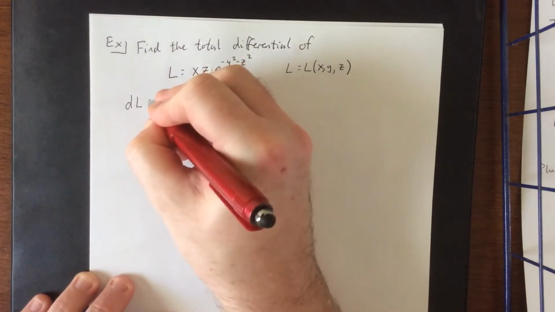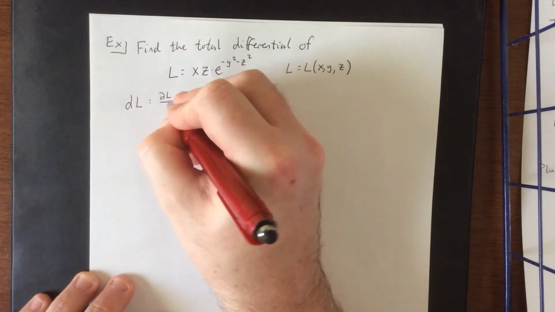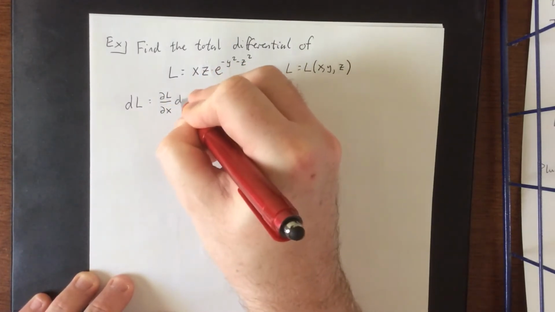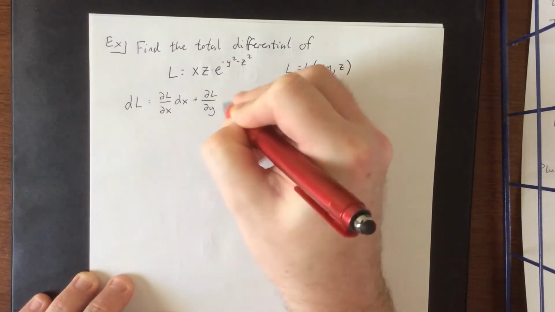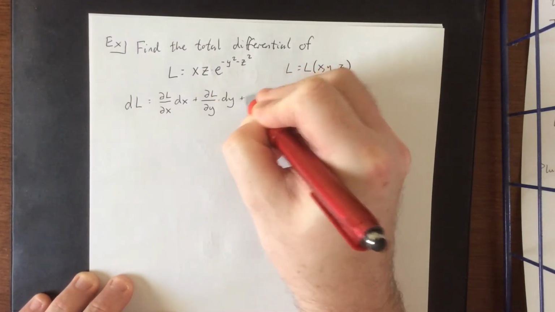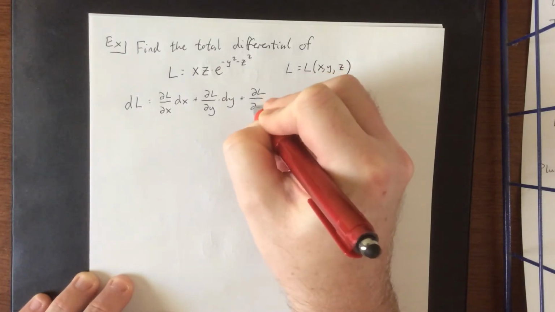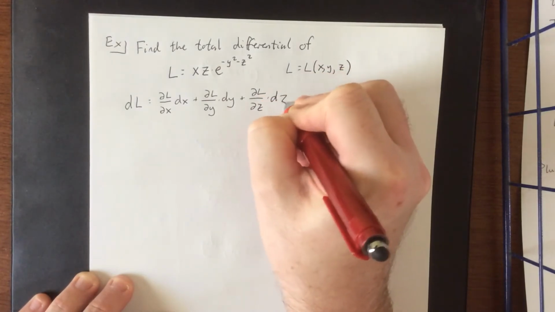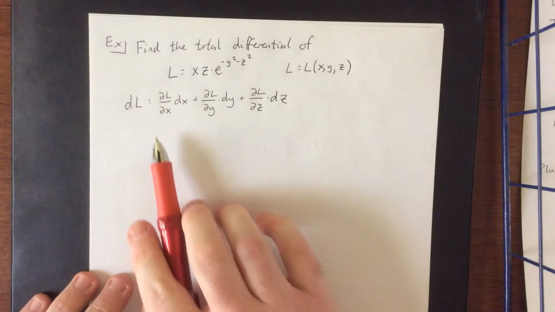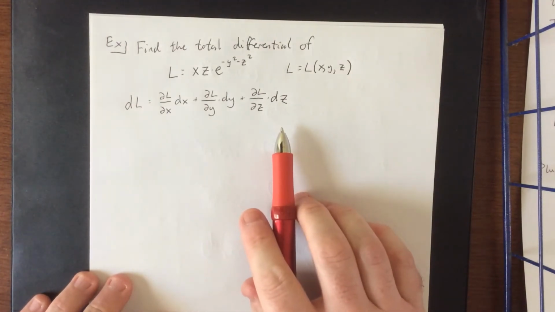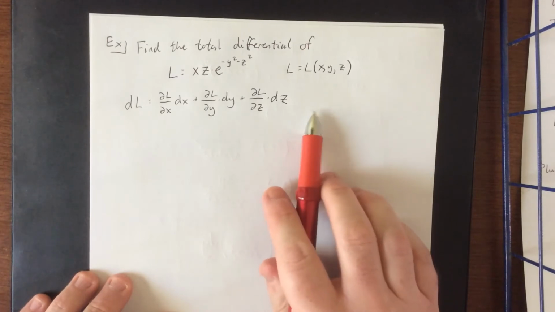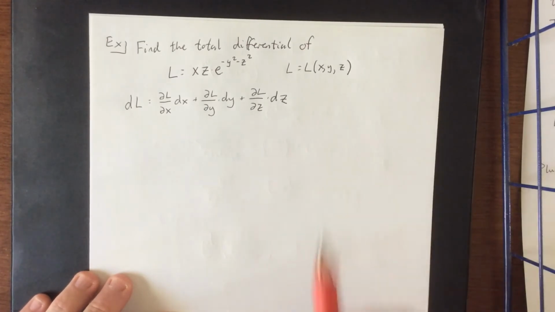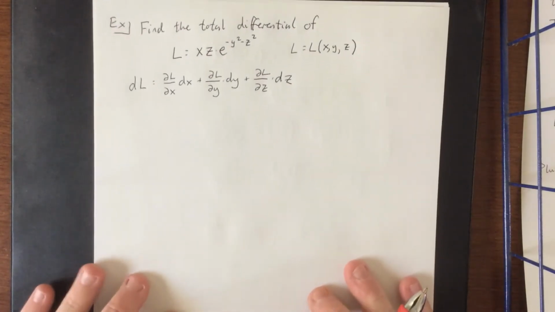The total differential will be dL is equal to the partial derivative of L with respect to x times dx plus the partial derivative of L with respect to y times dy plus the partial derivative of L with respect to z times dz. I would imagine now that you've seen it extended from functions of two variables to functions of three variables, you could probably make the jump to a function of 4 variables or 5 variables, or let's not get too ridiculous.